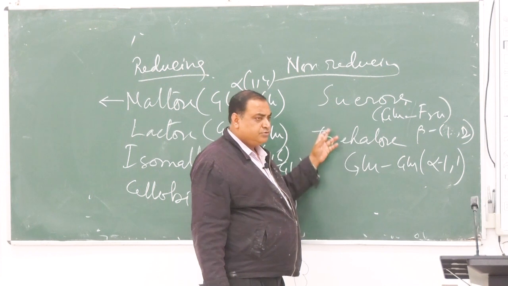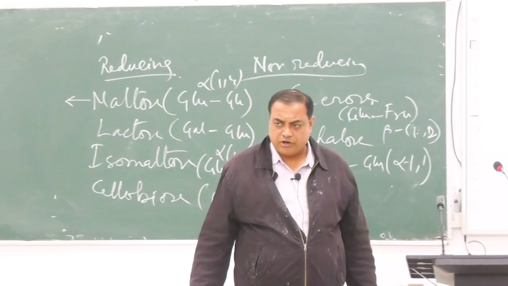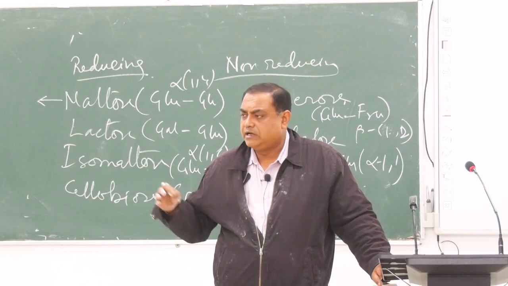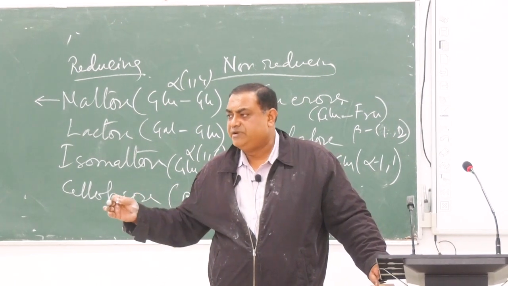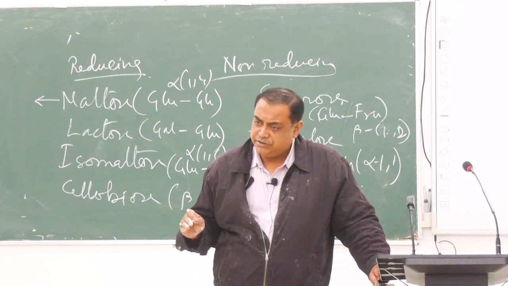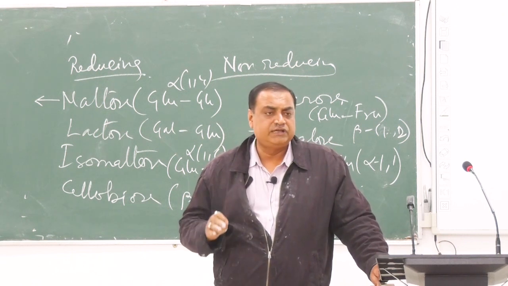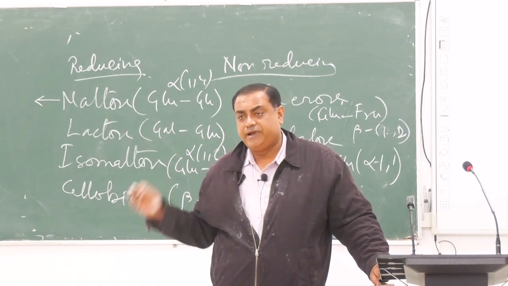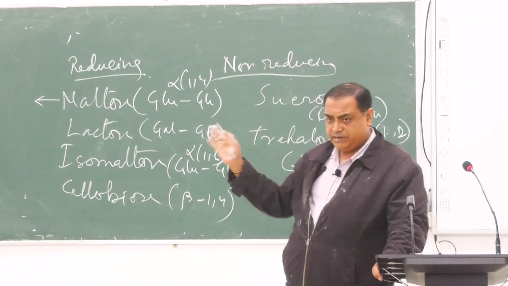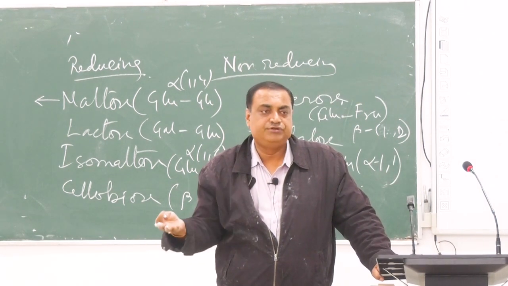And these two do not respond to Benedict's reagent. When you boil with Benedict's reagent, they cannot reduce it to the red copper oxide precipitate. That's why they are called non-reducing disaccharides. Why? Because the reducing ends are already engaged in forming glycosidic linkages. If we can break that glycosidic linkage, we get the reducing ends free again, and both will become reducing sugars.